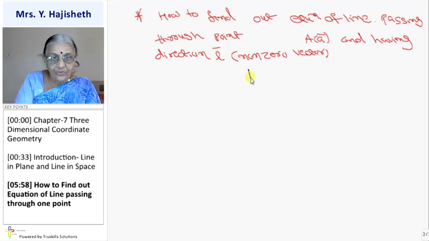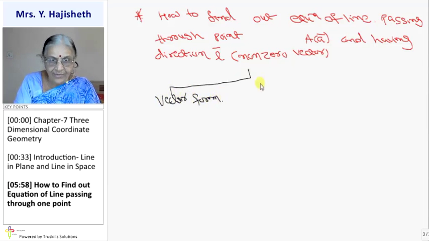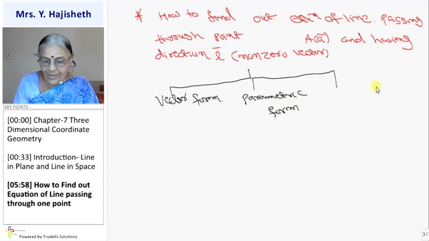Here we are going to learn three types of equation. Number one, the equation of the line in vector form, given the same data. Then in parametric form. There are three different forms of a line when this data is given. And the third is Cartesian form, made up of x and y. Its other name is symmetric form.